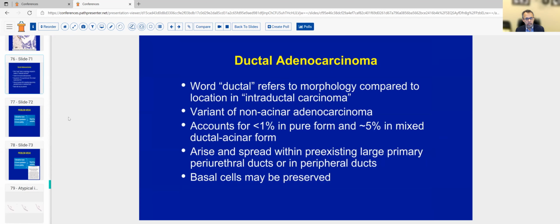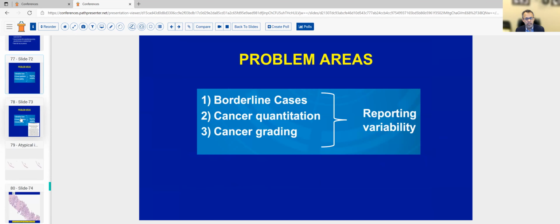So I showed you some of the classic examples, but there are many other borderline situations where reporting and reproducibility of intraductal carcinoma can be challenging. Borderline cases can particularly be quite difficult to distinguish from atypical intraductal proliferation, which typically gets misdiagnosed as high-grade PIN. There is also controversy whether intraductal carcinoma should be quantitated in the cancer estimation. And then I talked about how there is significant controversy right now whether intraductal carcinoma should be graded or not.